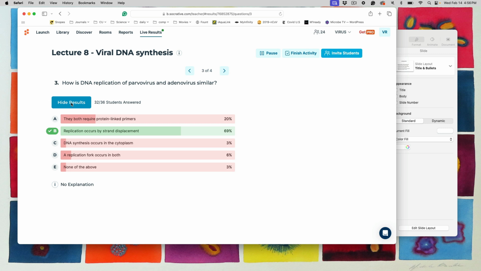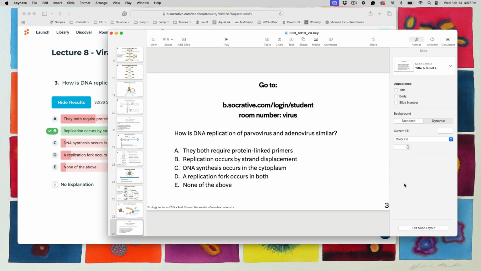So I'm going to go back to the slides and show you. And then DNA synthesis occurs in the nucleus for these viruses. And a replication fork occurs in neither, right? They're both strand displacement, and none of the above. So the protein-linked, which one was I going to show you? All right, let's look at both of them.